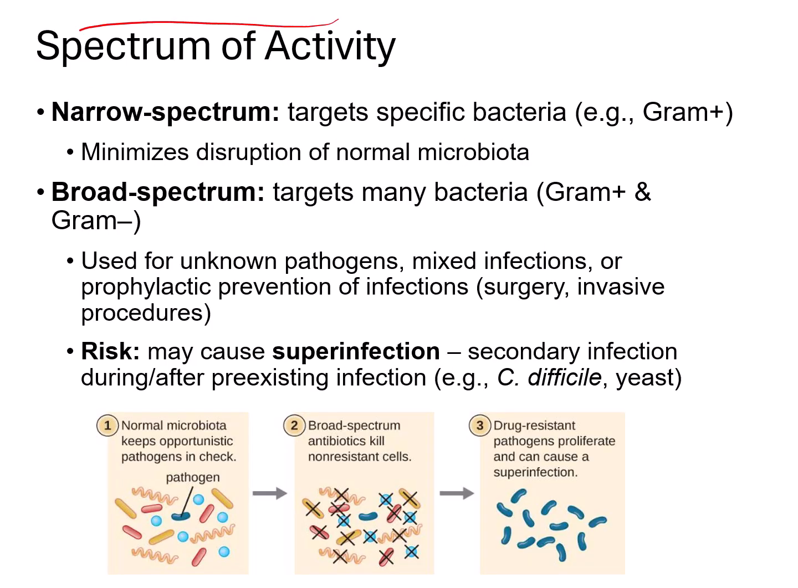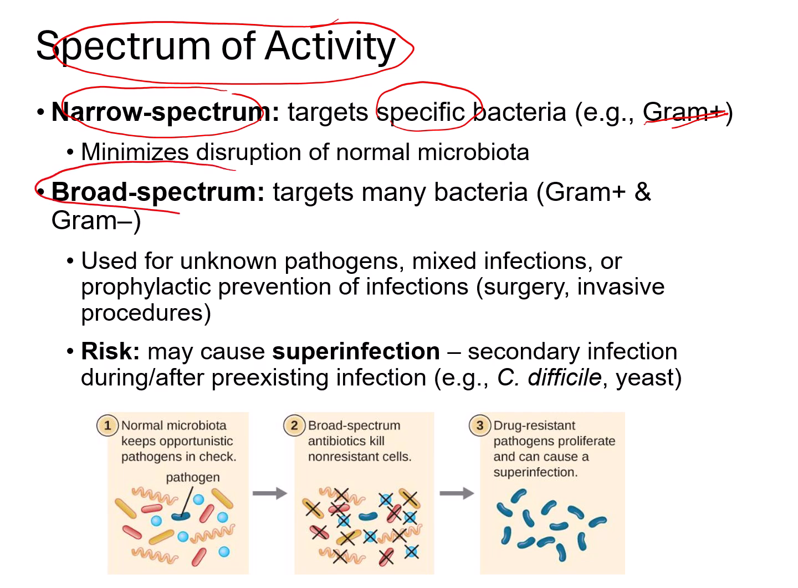In regard to spectrum of activity, we have narrow spectrum drugs that target specific bacteria. For example, they might only target gram-positive bacteria, whereas broad spectrum drugs cover both gram-positive and gram-negative organisms, and they're useful when there's an infection by unknown pathogens, you're not sure what's causing the infection, or mixed infections, maybe multiple species are causing the infection.